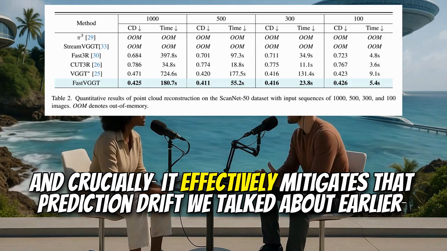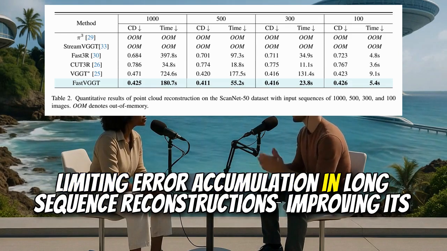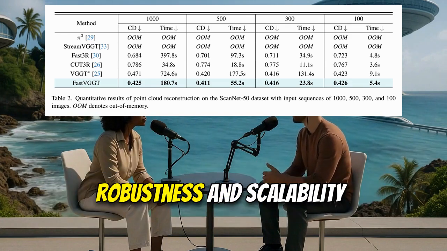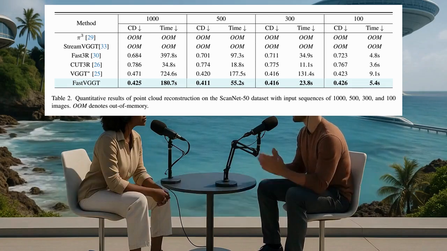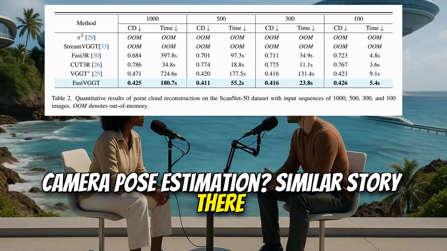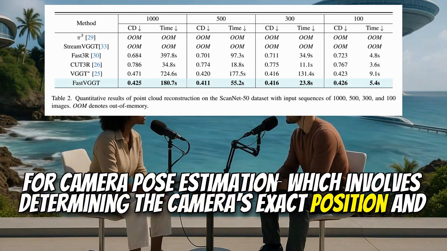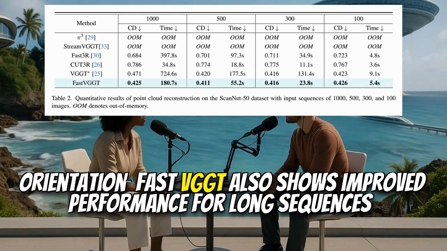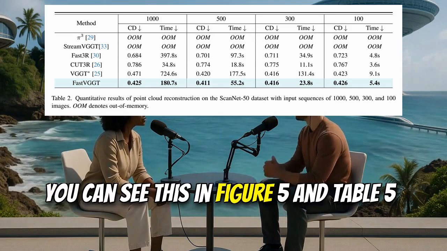And crucially, it effectively mitigates that prediction drift we talked about earlier, limiting error accumulation in long sequence reconstructions, improving its robustness and scalability. So faster and potentially more accurate, especially on long sequences. What about camera pose estimation? Similar story there. For camera pose estimation, which involves determining the camera's exact position and orientation, Fast-VGGT also shows improved performance for long sequences. You can see this in Figure 5 and Table 5.